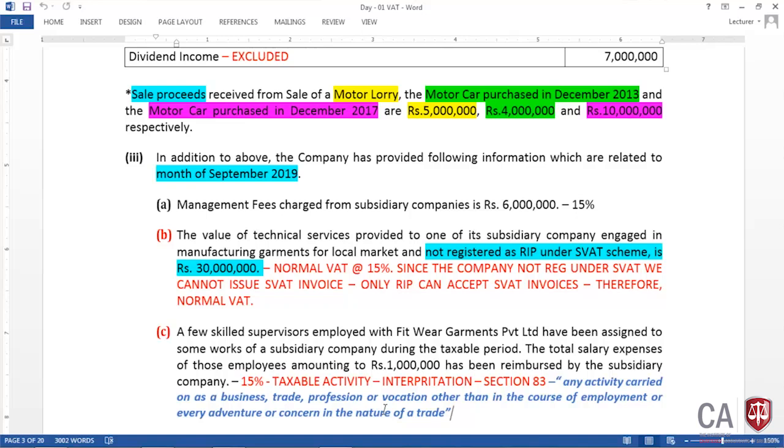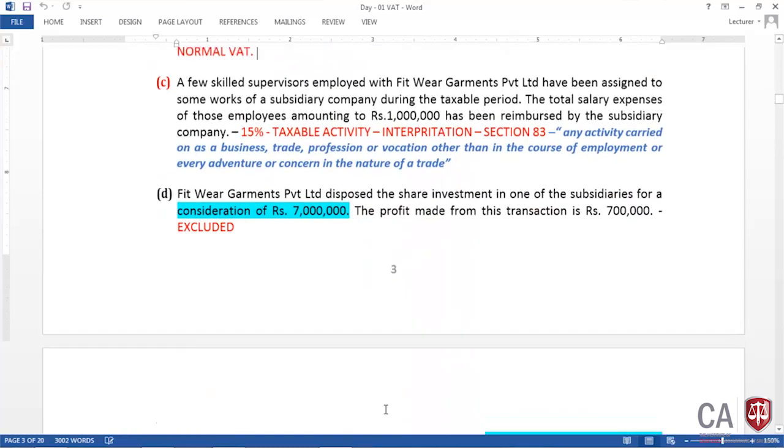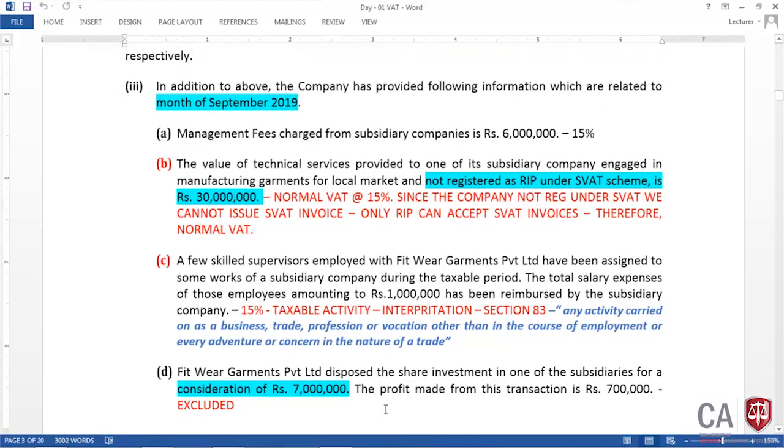Okay, then Roman 3. In addition to the above, the company has provided the following information which is related to the month of September 2019. That means within our taxable period of 1 month. Then management fee charged from subsidiary, 6 million. It is a service provided within the trade, business, profession or vocation, 15% liable, a taxable activity.